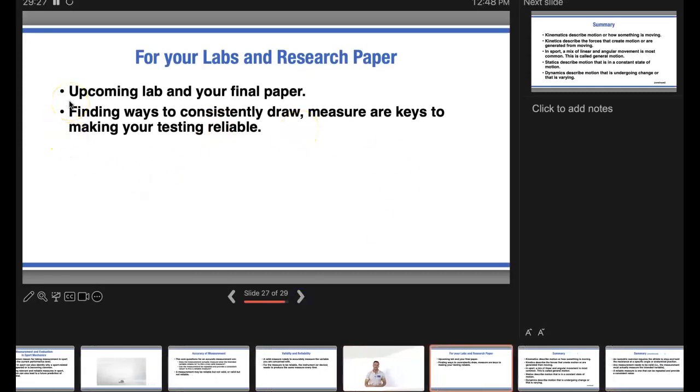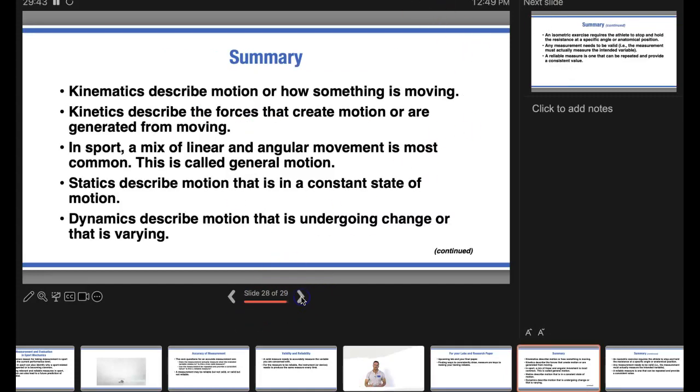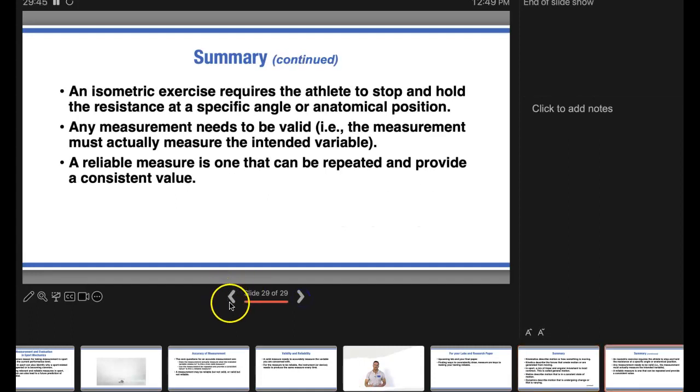For the lab tomorrow and your final paper, one of the things you're going to want to do is figure out ways to consistently measure to make your testing reliable, which is what you'll be working towards. And then here's all the things that we went over today.